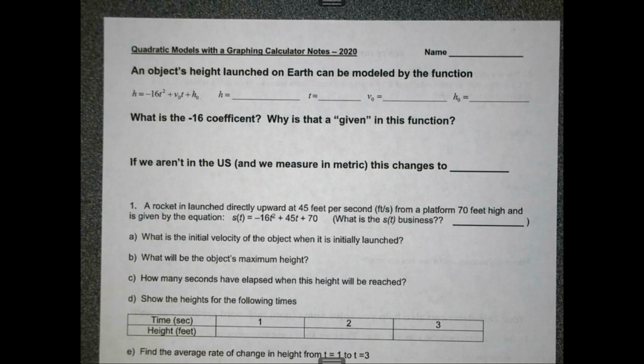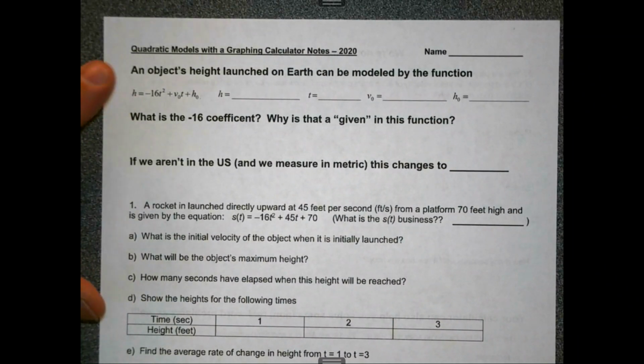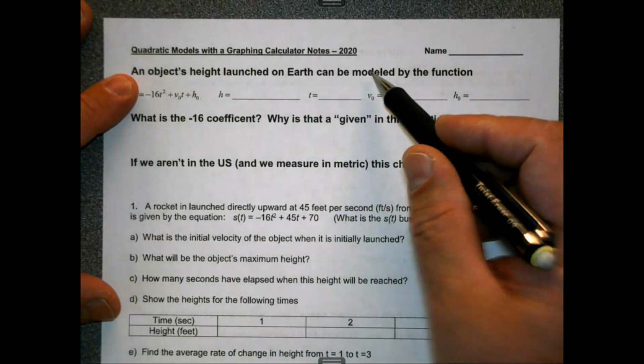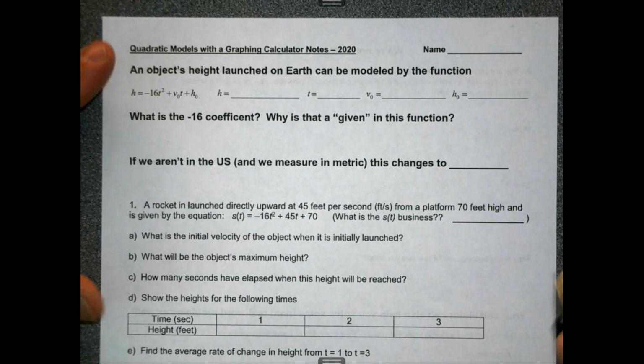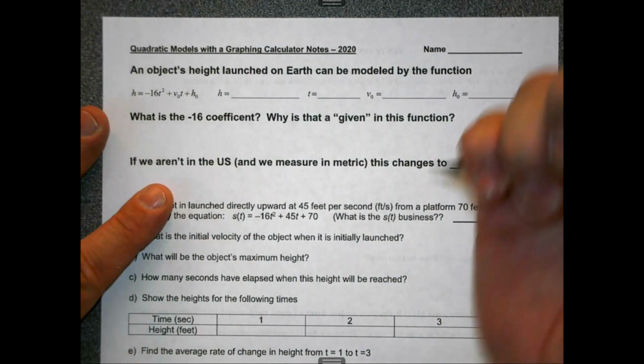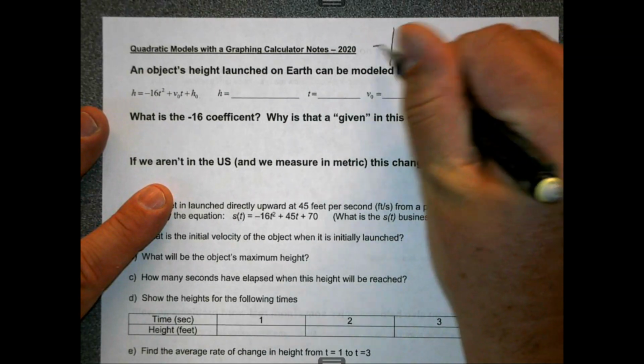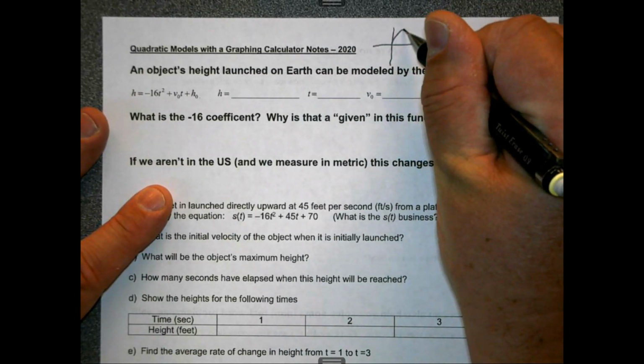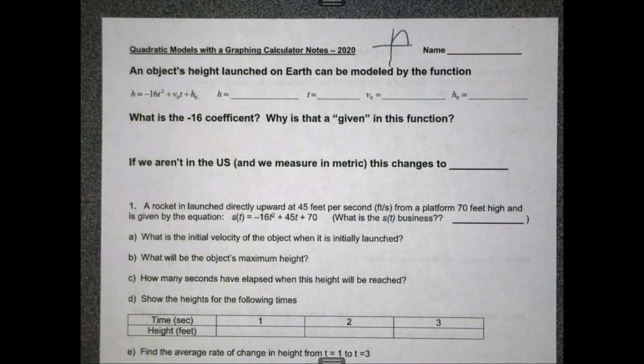Let's look at the first problem. An object's height launched on Earth can be modeled by the following function. A lot of these problems are going to be a parabola opening downwards. An object being launched on Earth, if you think about it, here's our x and y axis, so it's going to be an object being launched and coming back down. So most of these problems are going to be a parabola opening downward.